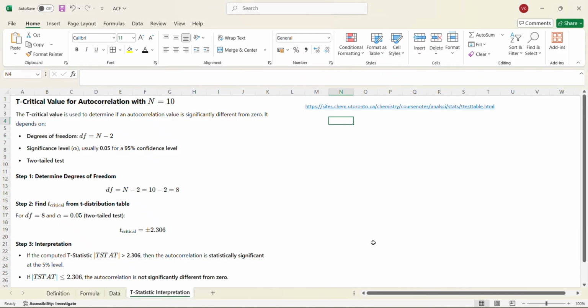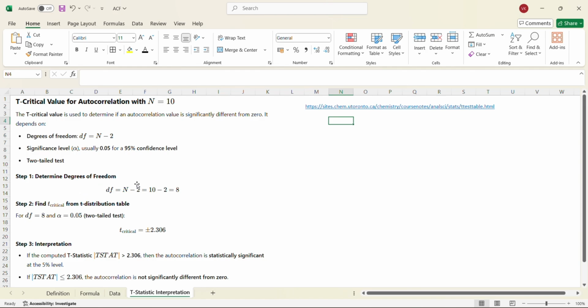Let me go back to the Excel. Our total number of data points is 10. So how do I identify my T critical value? I need to subtract 2 from 10, and 2 is nothing but the degrees of freedom. Then I need to go to the table and identify, with 95% confidence and a level of significance of 0.05. That's why we are going for a 95% confidence level for a two-tailed test.